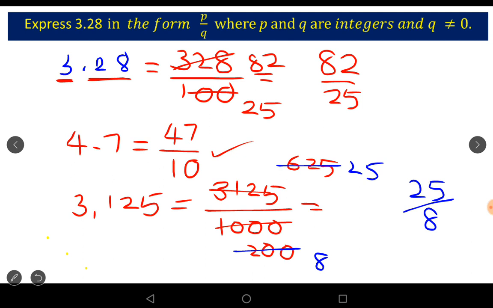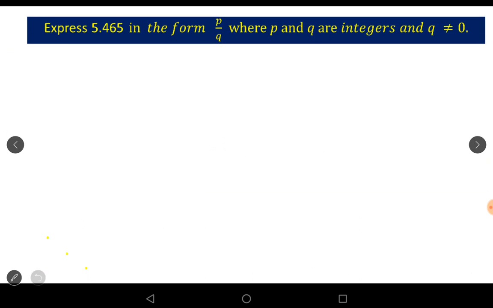This is simple. First step, write the given number. Next one, remove the decimal point, write the numerator. Denominator is 1 following 1, 2, 3 zeros. Okay. Next one, divide numerator and denominator by 2 or 5. After that, simplify and write the rational number. Next question, 5.465. In the decimal part, 3 digits.